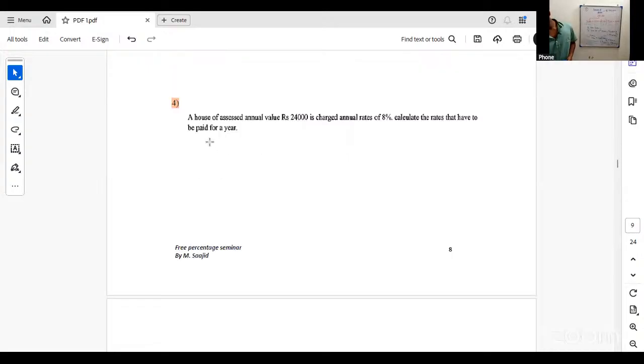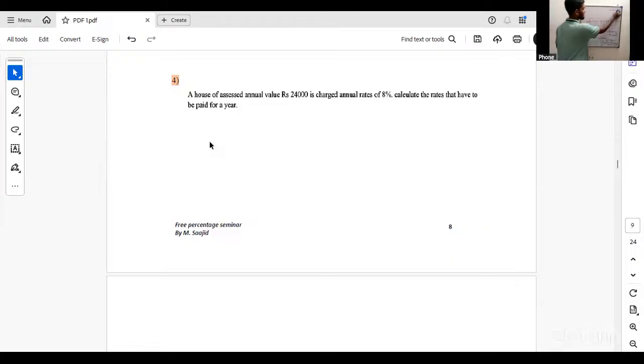Then I gave question number 4, right? Yes, question number 4. Let's discuss it. Question number 4 says, a house of the assessed value Rs 24,000 is charged rates of 8%. The annual rate is 8%. The assessed value, the estimated value, is 24,000. Calculate the rates that have to be paid for a year.